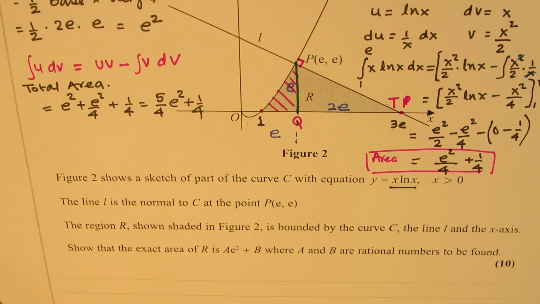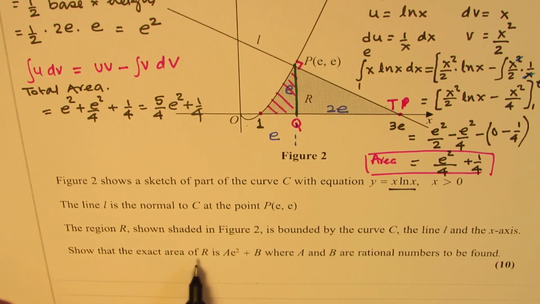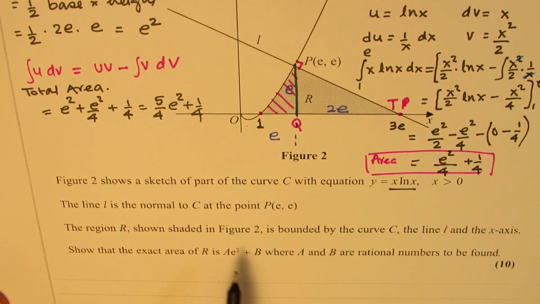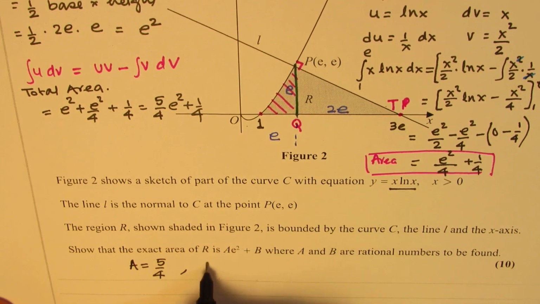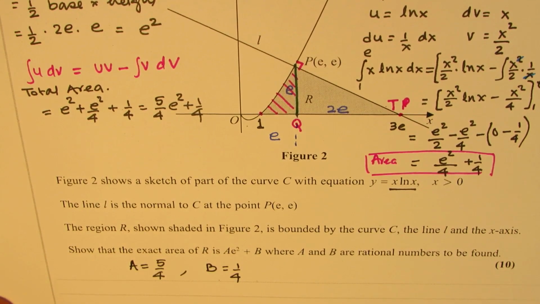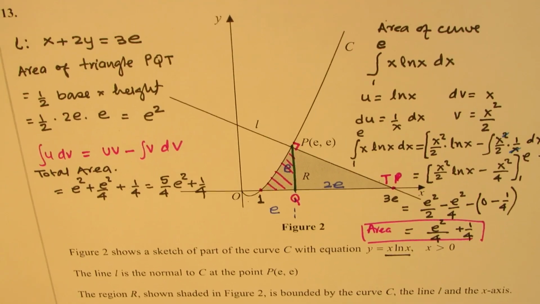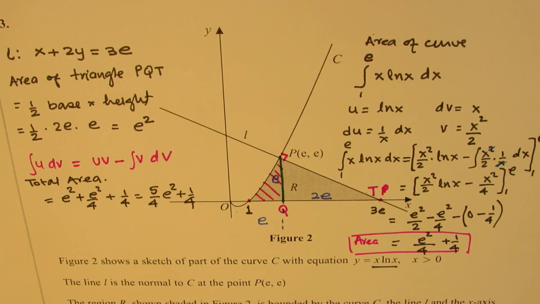Now the question actually was: show that the exact area R is a e squared plus b, where a and b are rational numbers to be found. So when you compare here, we get a as equal to 5 over 4 and b is equal to 1 over 4. Is that clear to you? Correct? So that is how you're going to answer this question. So I hope you understand all these steps. This was a very beautiful question, extremely important to understand.